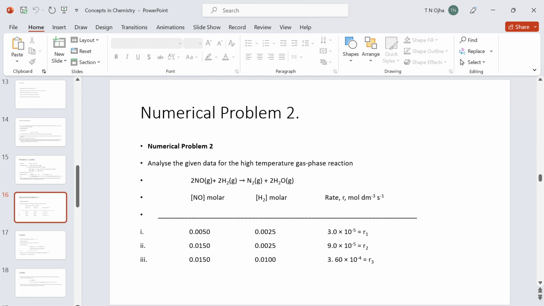The method of analysis is that first we write rate R1 in equation form, rate R2 in equation form, rate R3 in equation form. Then we divide the equation for R2 by R1. Then we can get the order with respect to NO. Next, we divide the rate for R3 by the rate for R2. In that case, we get the order for H2. The overall order of the reaction will be the sum of both orders.